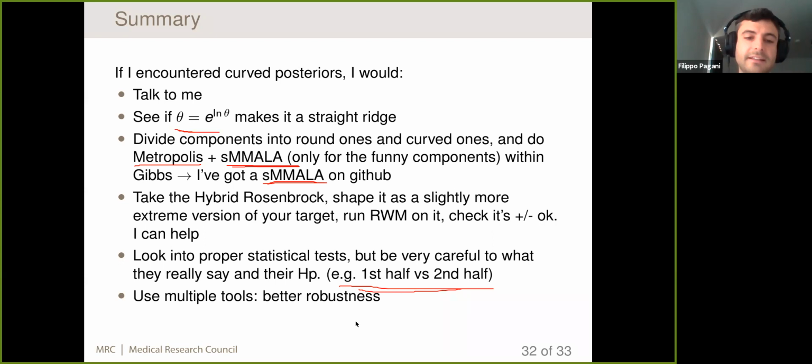And as a final remark, you should really be using multiple tools to get to the same result, because in case something goes wrong, you have a different tool to rely on. If they all agree with each other, then that is a sign of robustness of your conclusion. Okay, and yeah, I guess that was it.